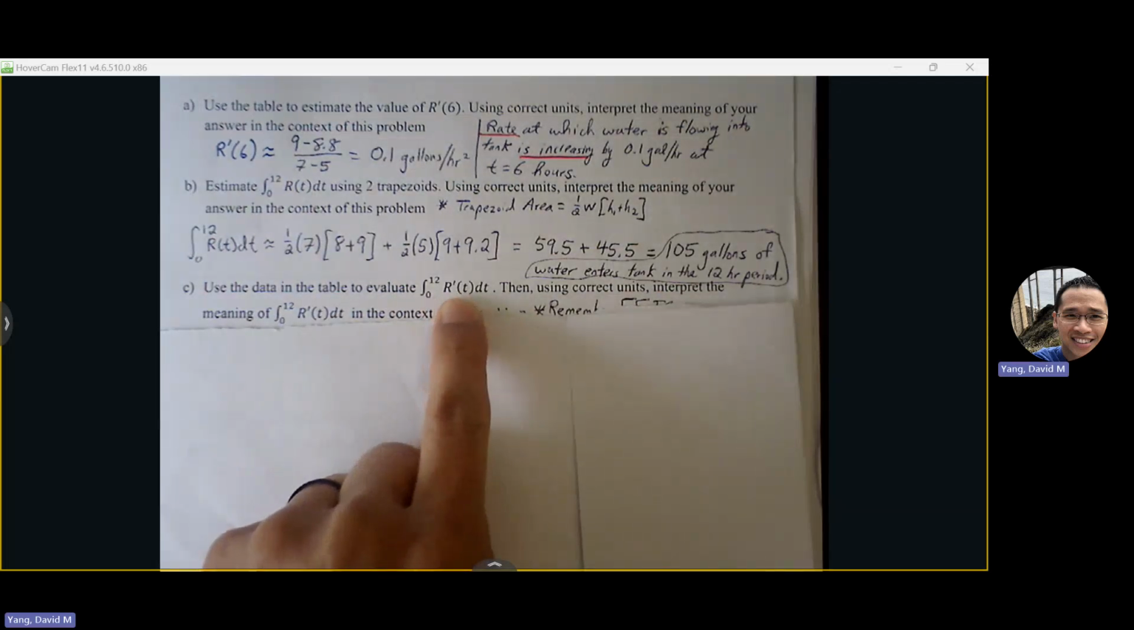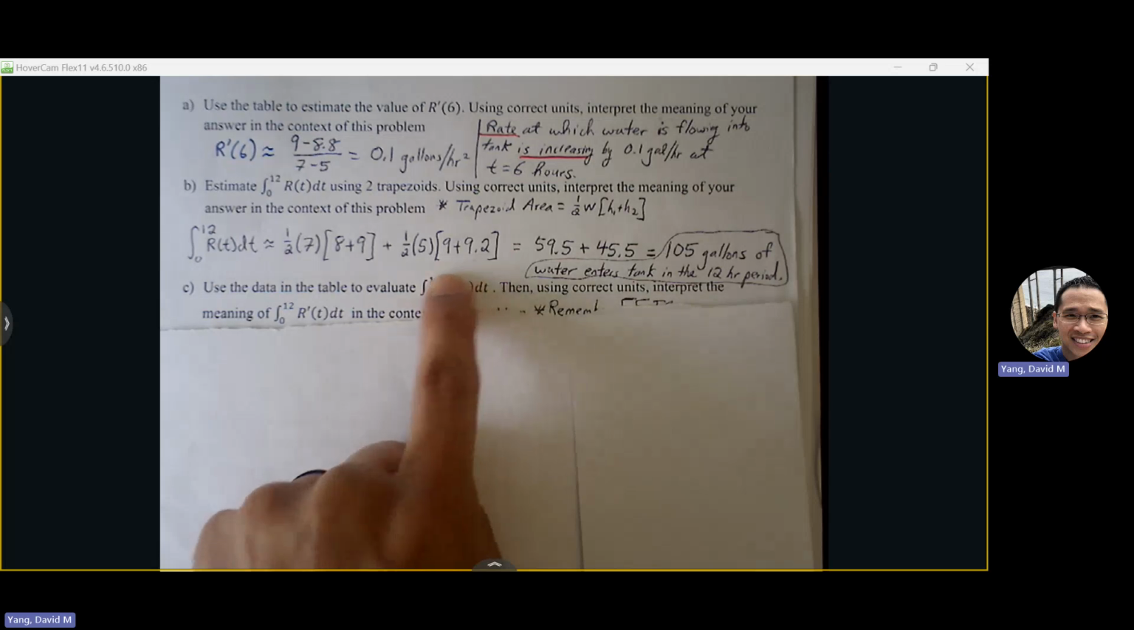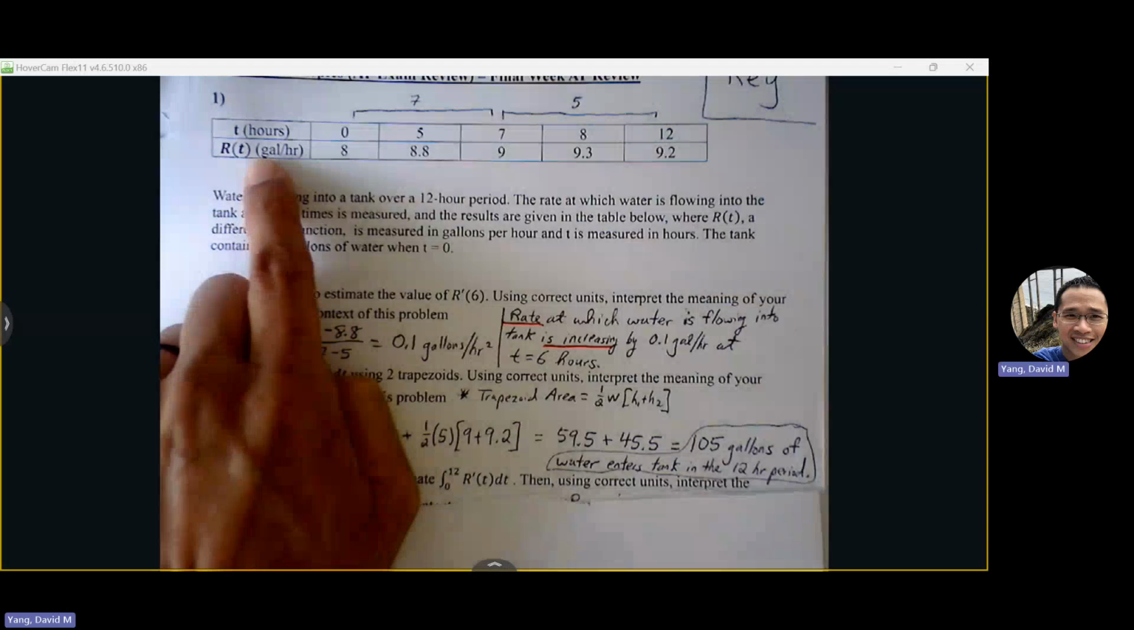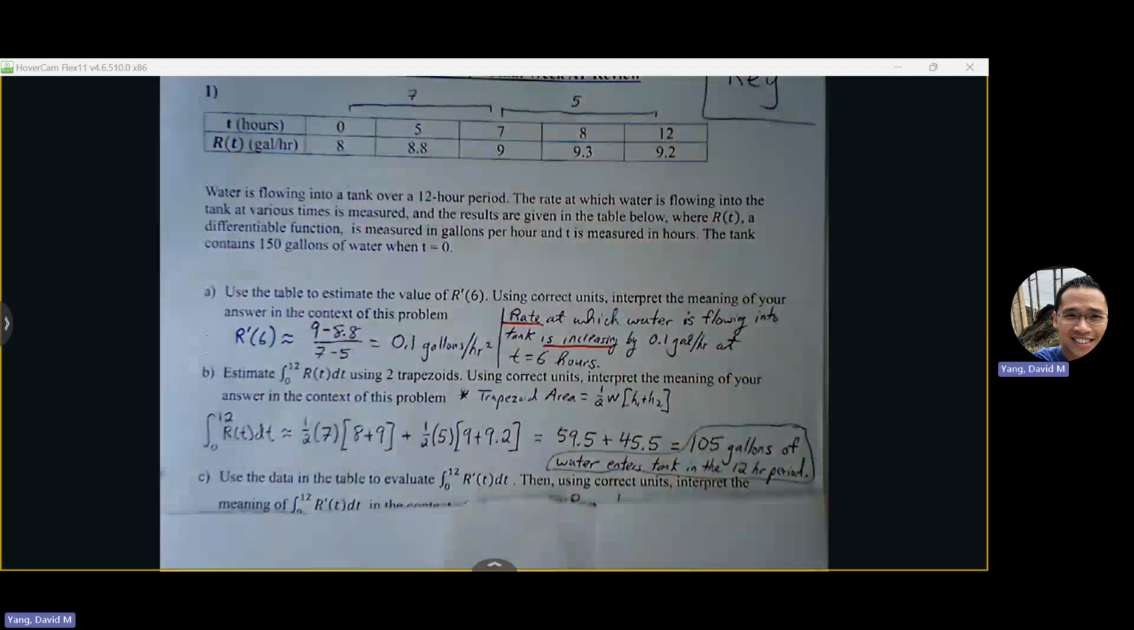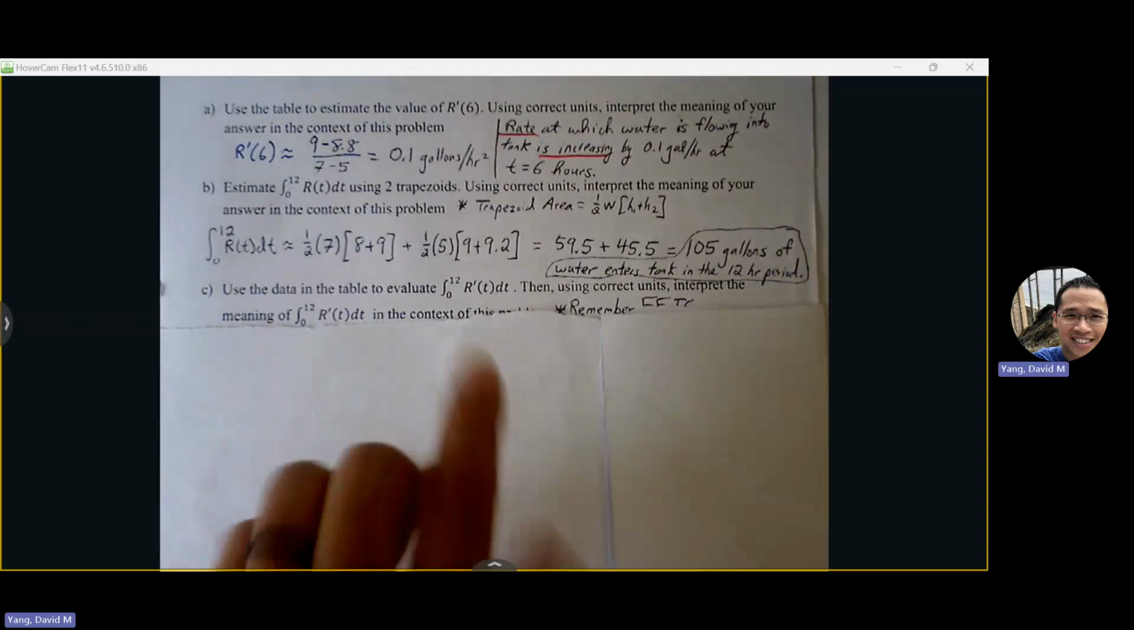This one, you could think of adding the area under the R prime, but we don't have the R prime table in front of us. So we got to use a different method. We got to figure out, how can I get this into something that I can use? How can I get that R prime in terms of R of t? So we have a different process for this, right?